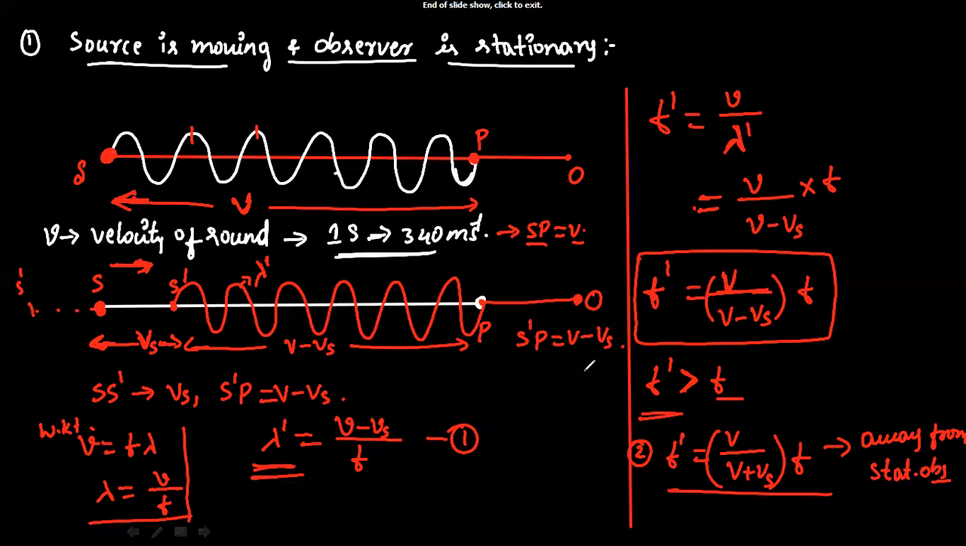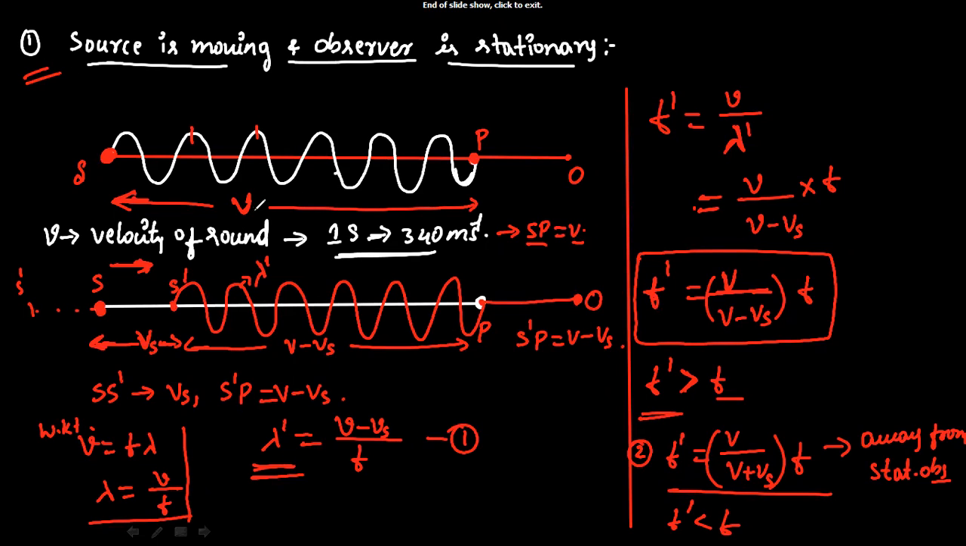When the source is moving away from the stationary observer, then the value of apparent change in the frequency is given by, what is the formula? F dash is equal to v divided by v plus vs into f. So now what happens, f dash is less than f. The original frequency is reduced, since the distance keeps increasing. So this is the first case.